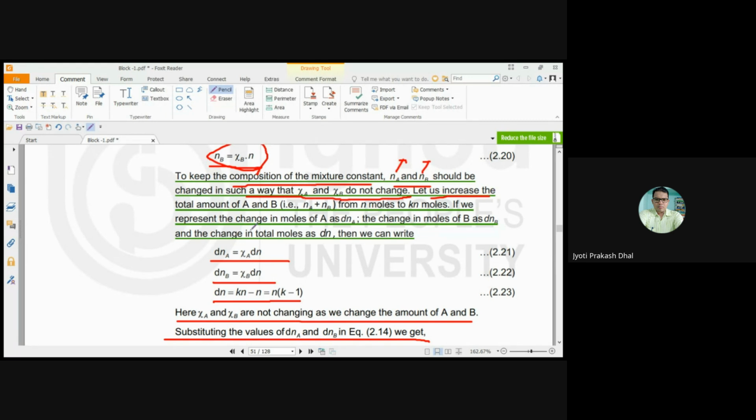Now let us increase the total amount of A and total amount of B, so that the total amount Na plus Nb goes from n moles to kn moles.